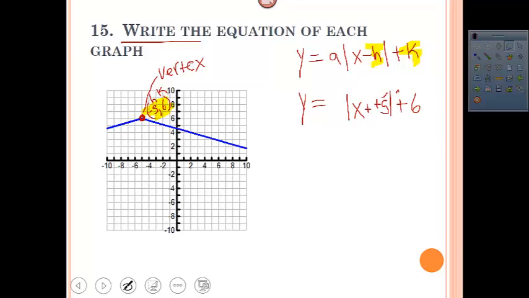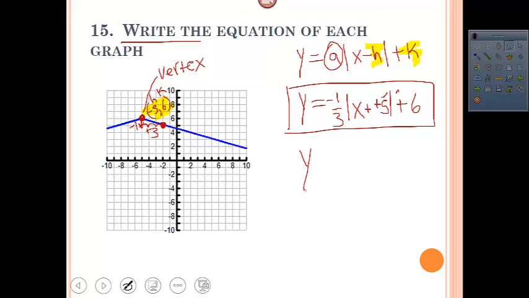Now the thing we need to figure out is the a. That's the slope of the right side. So I'm trying to find rise over run of the right side. I know I have another point from the vertex here. I go down 1 and to the right 3. So rise over run means it's down 1, to the right 3, and there is my finished equation.